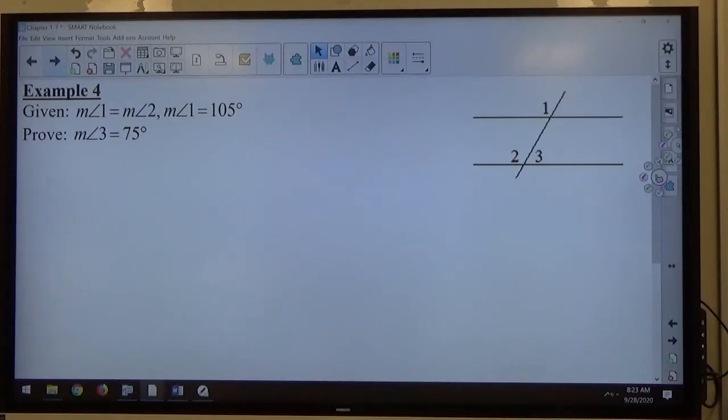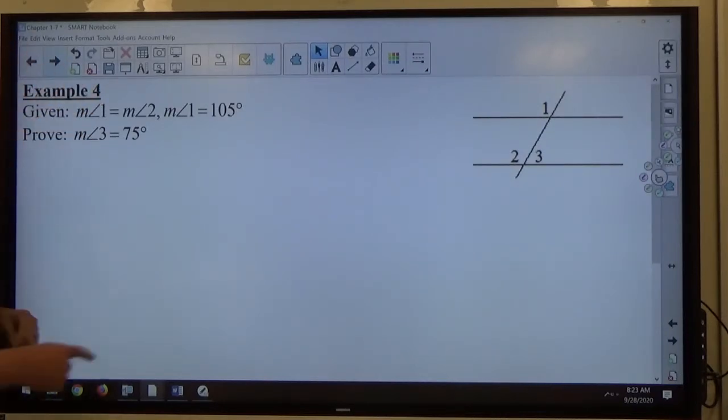All right, for example 4, you'll notice we have these two lines that look to be parallel. Okay, we cannot assume parallel lines. We have to be told they are. So they look like they're parallel, but maybe they are, maybe they aren't. We have this other line that cuts through them, this slanted line. It creates these angles 1, 2, and 3 that are going to be the angles in the problem.